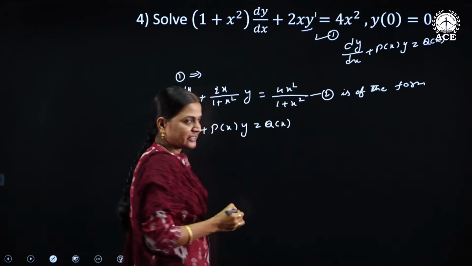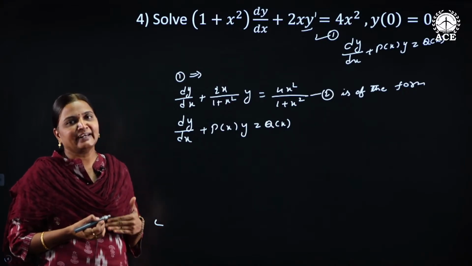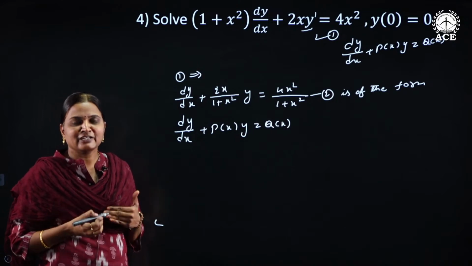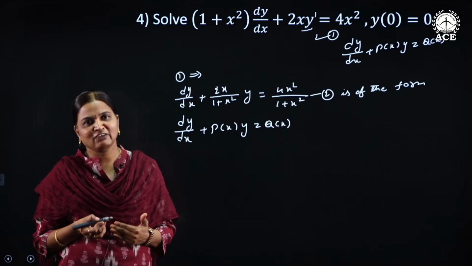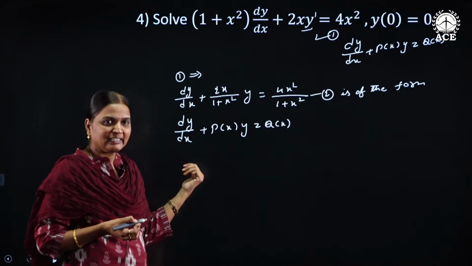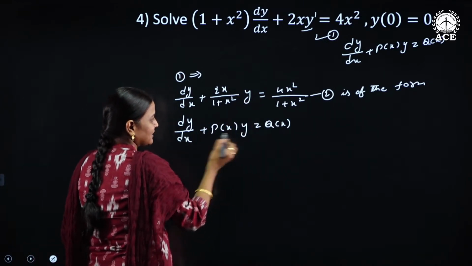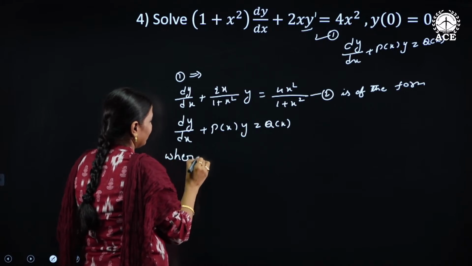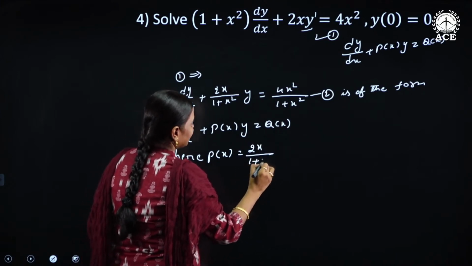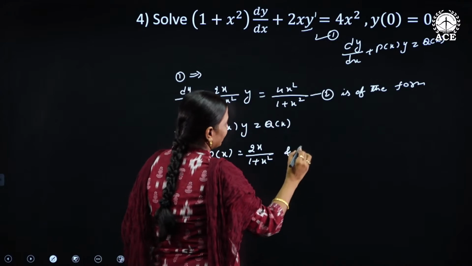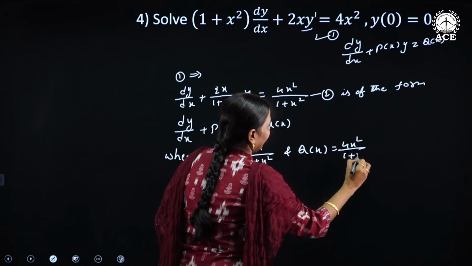Just follow 3 steps to solve the linear differential equation. What is our first step? First, write the standard form of the given differential equation. Second step is finding the integrating factor. Last step is to write the general solution. If you follow these 3 steps, then we get the solution in an easy way. Okay, if you compare equation 2 with the standard form, what is p of x? P of x is equal to 2x by 1 plus x square. And what is q of x? Q of x is equal to 4x square by 1 plus x square.